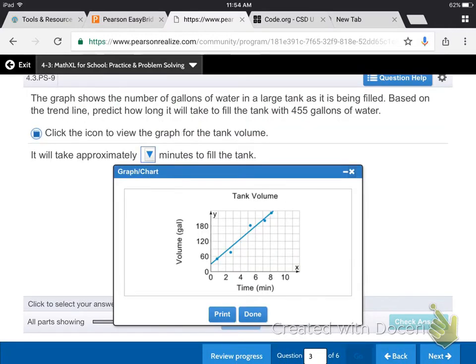Okay, boys and girls, this is problem 3, and it says that the graph shows the number of gallons of water in a large tank. It's being filled. Based on the trend line, predict, that's what we're working on today, how long it will take to fill the tank with 455 gallons of water. Okay, well, let's pick a couple of points on the graph to use to calculate our slope first. I kind of like this one at the y-intercept, and then we can take the very first one that crosses right there. So let's figure out the coordinates.